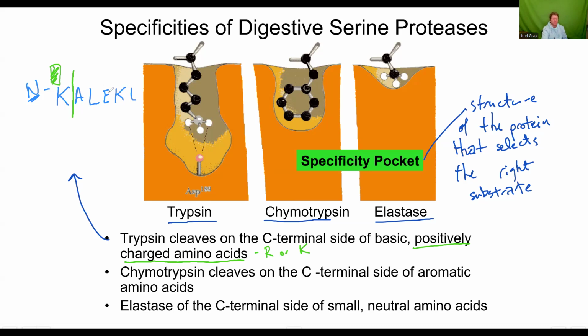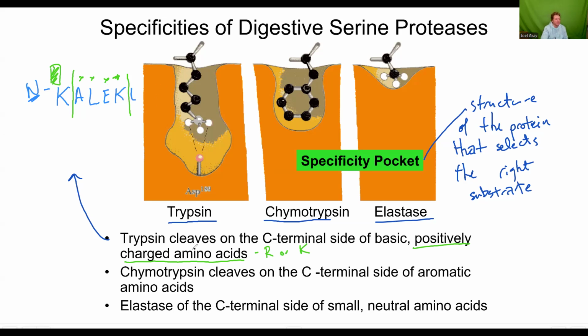Ooh, glutamic acid, E. That's kind of interesting because it's charged, but again, trypsin only cares about positively charged residues. So trypsin's going to go here, nothing, don't care, nothing, don't care, nothing, don't care. Oh, but here's another lysine. Now I'm interested, and I'm going to cut on the C termini of that.